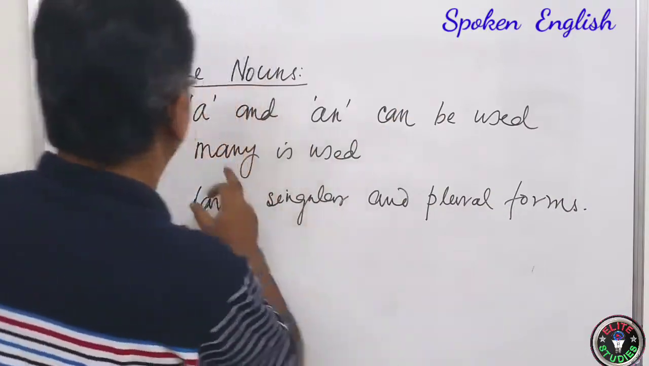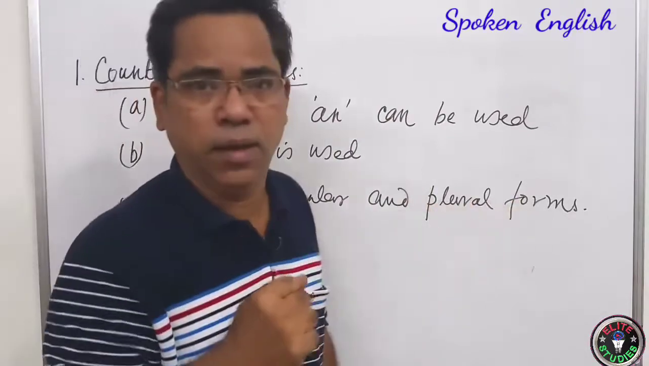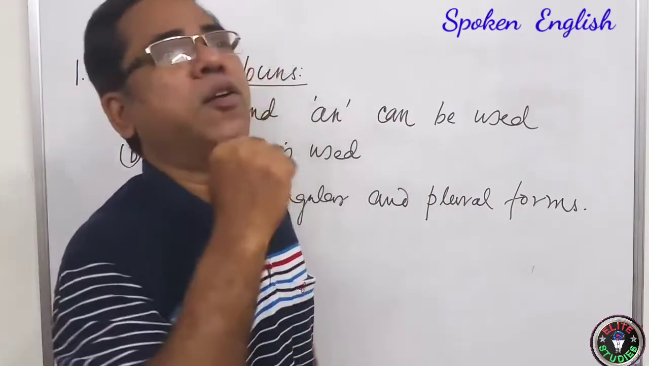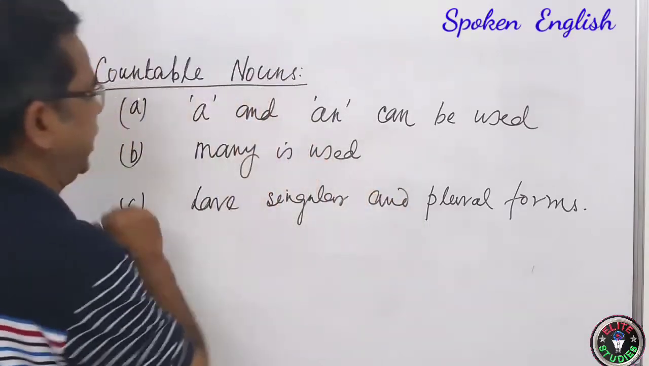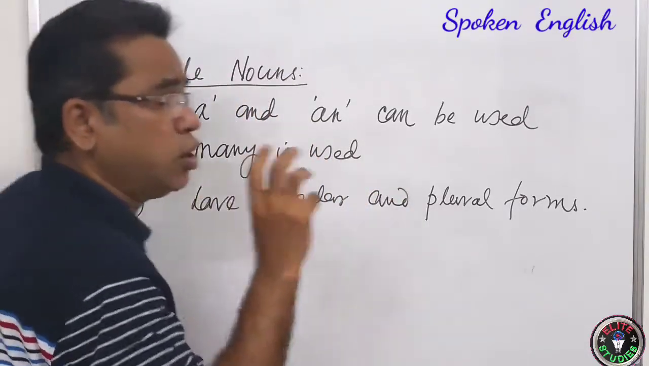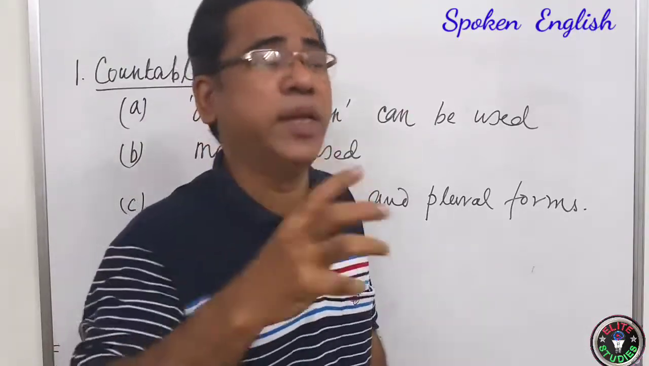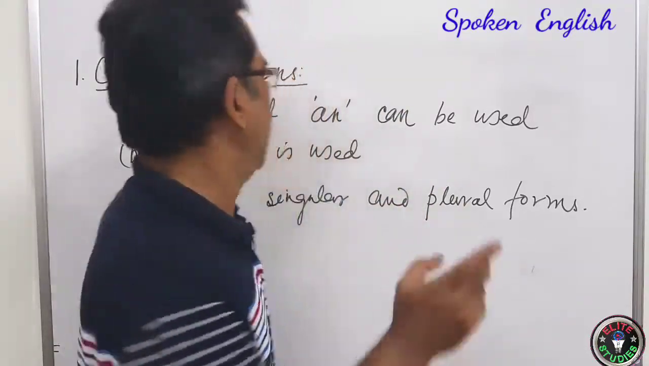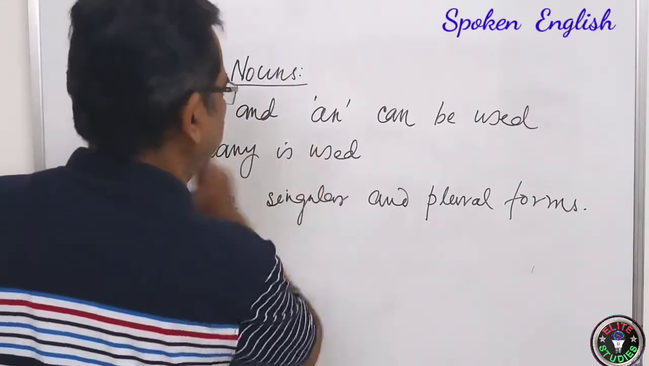Now, many is used. How many books are there lying on the table? How many doctors are there in the hospital? This type of many is used. You cannot use much. You cannot say there are much doctors in the hospital, or there are much students. No, you cannot use much with countable nouns. You can use only many. This is one more trick.